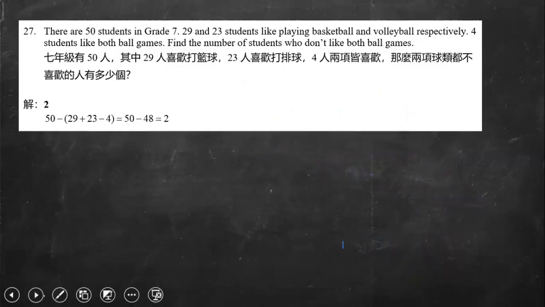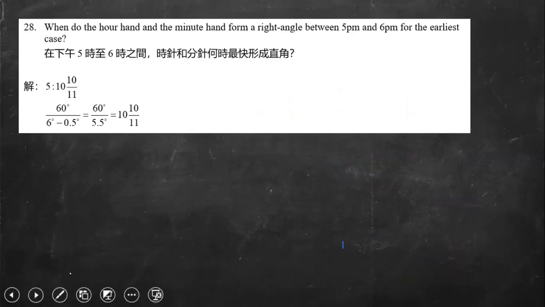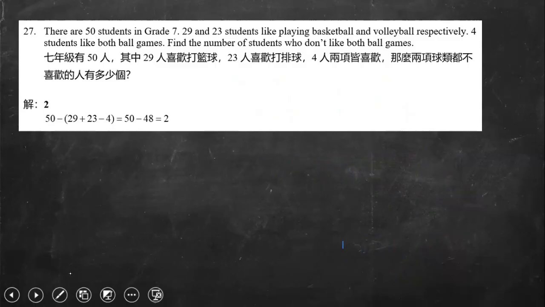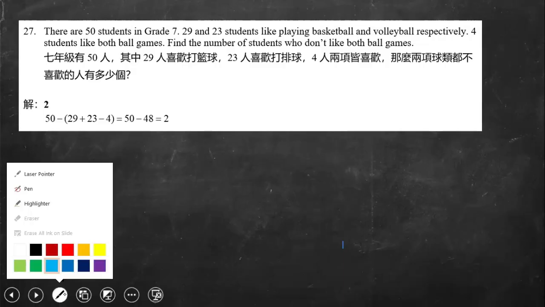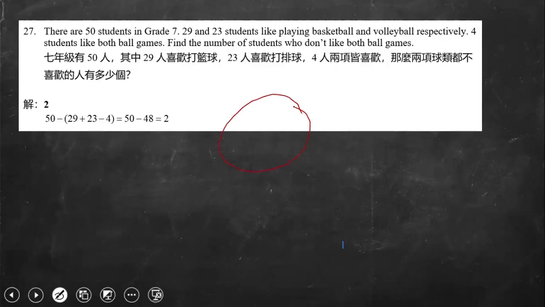There are 50 students in grade 7. 29 and 23 students like playing basketball and volleyball respectively. 4 students like both ball games. So find the number of students who don't like both ball games. Let's make a Venn diagram for this one. Oh, we're exceeding the time. Inclusion-exclusion principle. So, yeah, let's write a Venn diagram.